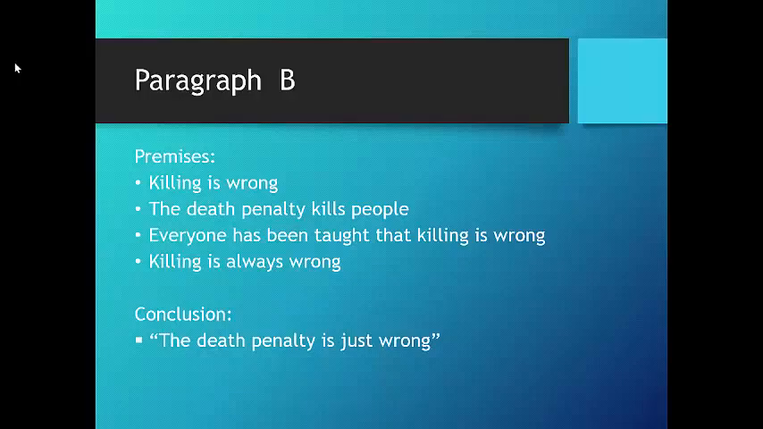There are also some informal fallacies at work here. Everyone has been taught that killing is wrong. That's something that's known as appeal to majority opinion, or the bandwagon fallacy, and that just means that something must be true because everyone thinks it or everyone supports it. That statement, that third premise there, is also of dubious truth, right? We don't know for sure whether everyone has actually been taught that in their lives. So this is probably the weakest of the 3 arguments.